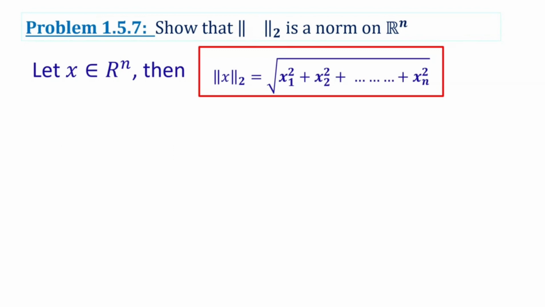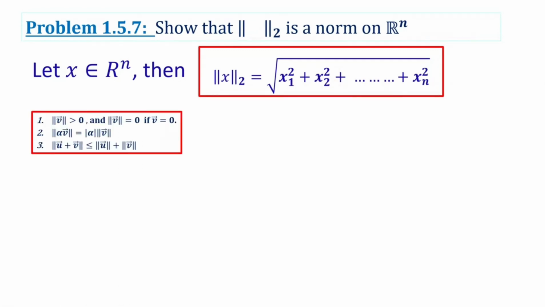So now we are going to show that this is a norm, and for that we need to validate a few properties on Rn. We have to validate these three properties for the definition here. So first, the first property we want to show.